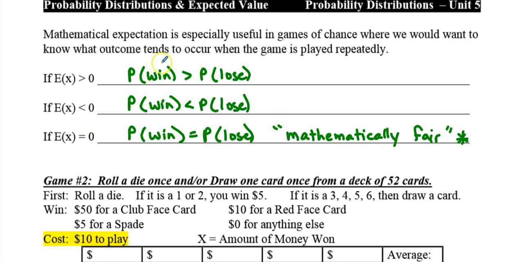So the probability of winning being greater than the probability of losing is a positive expected value. That's good for the player. The probability of winning being less than the probability of losing with a negative expected value, which means that's good for the house. Now, the house is the person running the game.